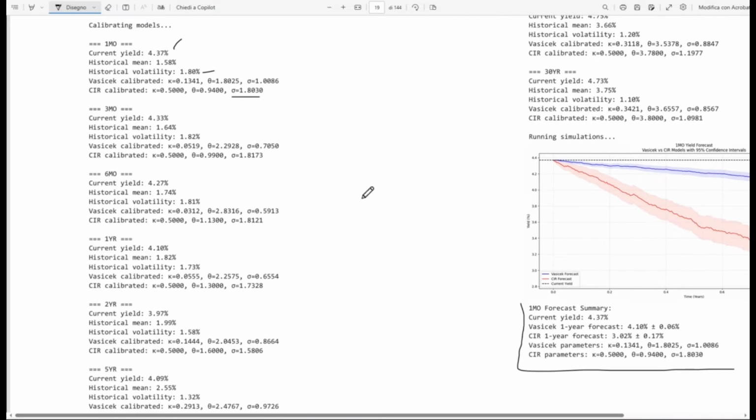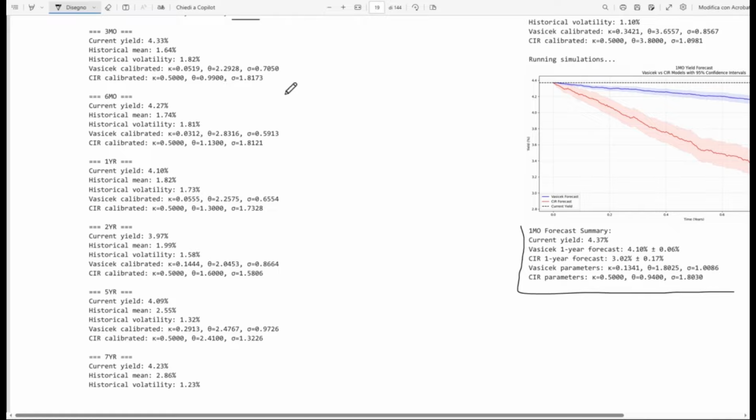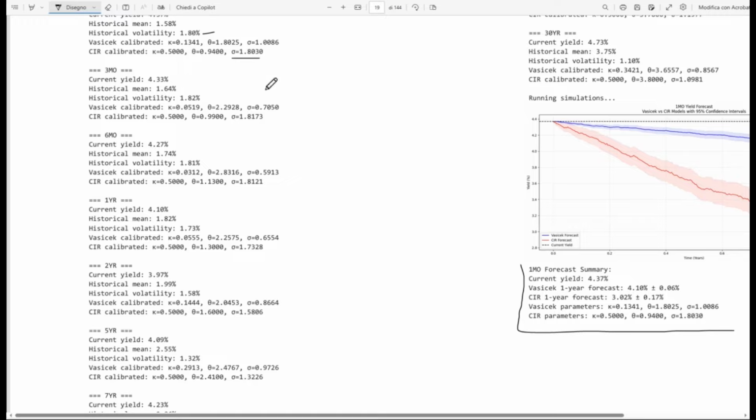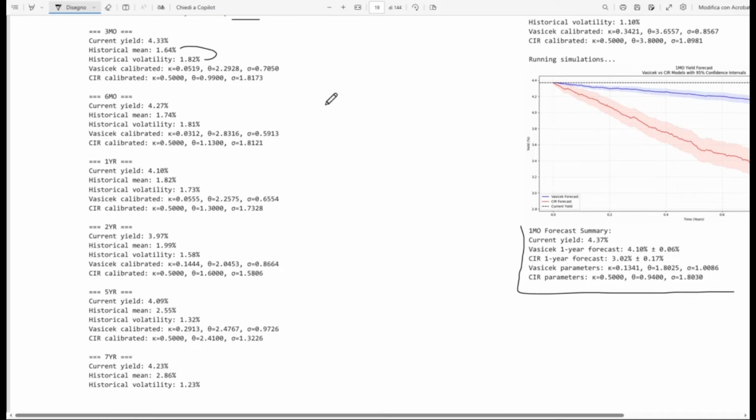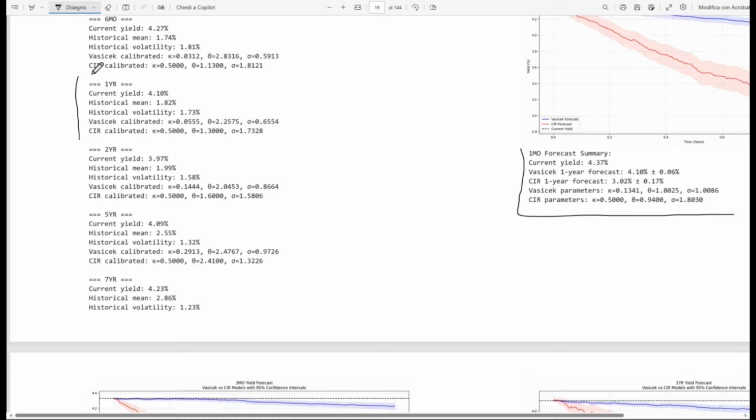So duration by duration, the machine gives you all the parameters. You know what the kappa parameter is, what the volatility is, what the mean parameter, the theta parameter, is, which is the expected historical mean value. You see the 3 months is 4.33, the historical average in the past 15 years has been 1.64, but with that you have to consider 1.8 of average volatility. Okay, so the 1 year, which is a good proxy for monetary policy, the historical average is 1.8, the current yield is 4%, and the expected theta parameter is 2.25. So we can theoretically expect something around 2.25 or 3%.